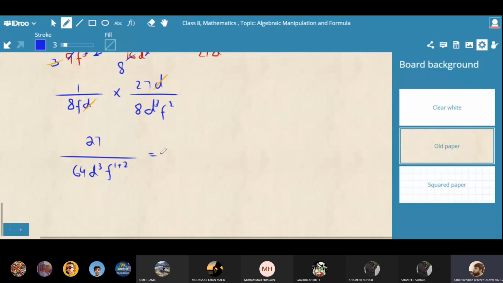So, what is the final answer? What is the final answer? Sir, 27 upon 64 d cube f to the power of 3. All of you, please tell me.